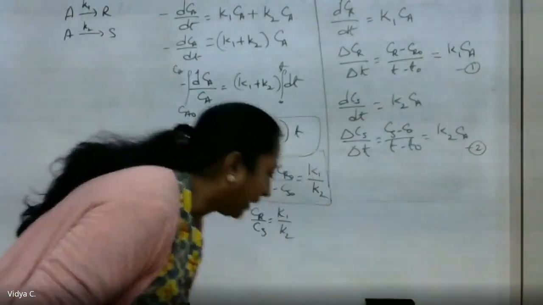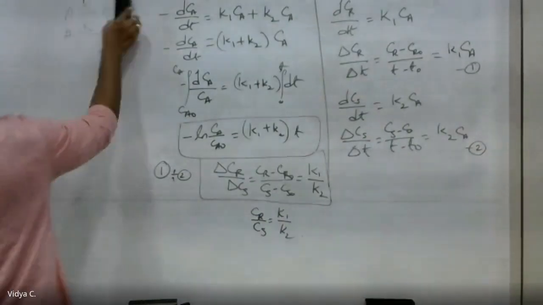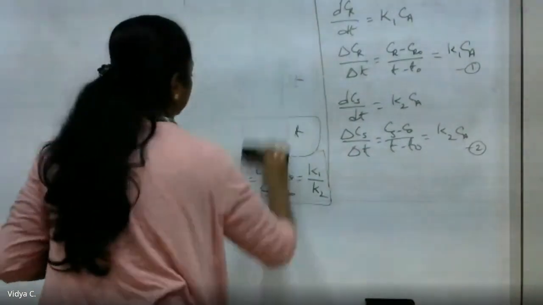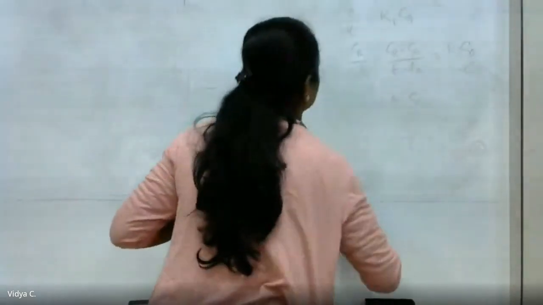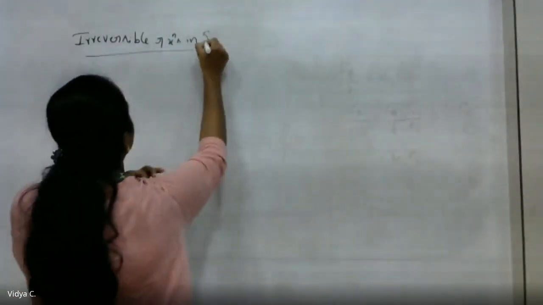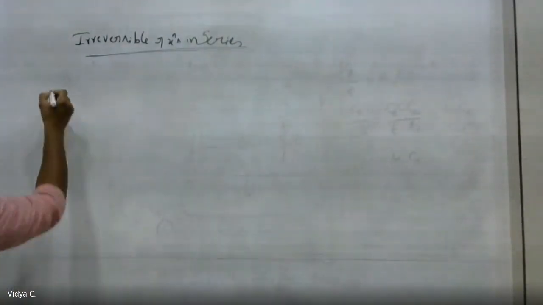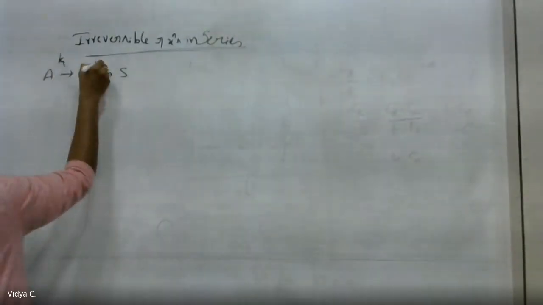Next is irreversible reactions in series. Look at this. What reaction have I considered? The same one I took. A gives R, R gives S, with rate constants K1, K2.